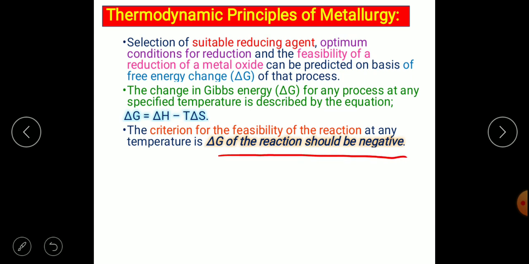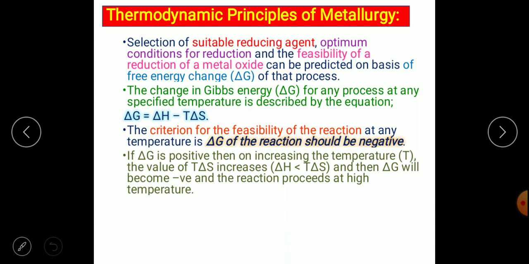So for the feasibility of the reaction, delta G should be negative, whereas usually delta G negative you are going to get in only one reaction. If delta G is positive, then on increasing the temperature, the value of T delta S increases and then the delta G value becomes negative and the reaction proceeds at high temperature. So if delta G is positive, at that time we can increase the temperature. If the temperature increases, obviously T delta S increases and therefore the delta G will become negative.